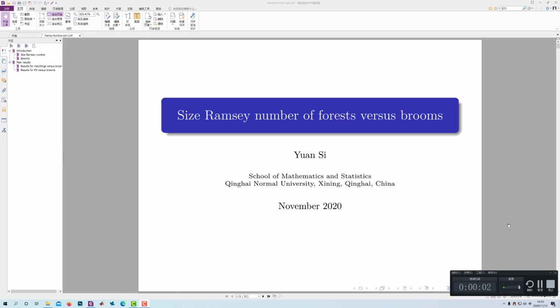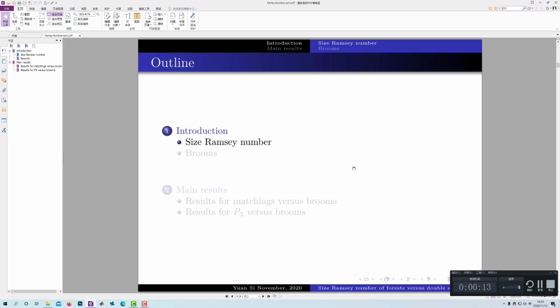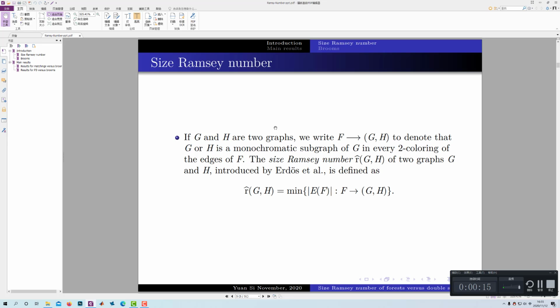The title of my paper is Set Ramsey Number of Forests versus Brooms. Firstly, let's review the definition of set Ramsey number.